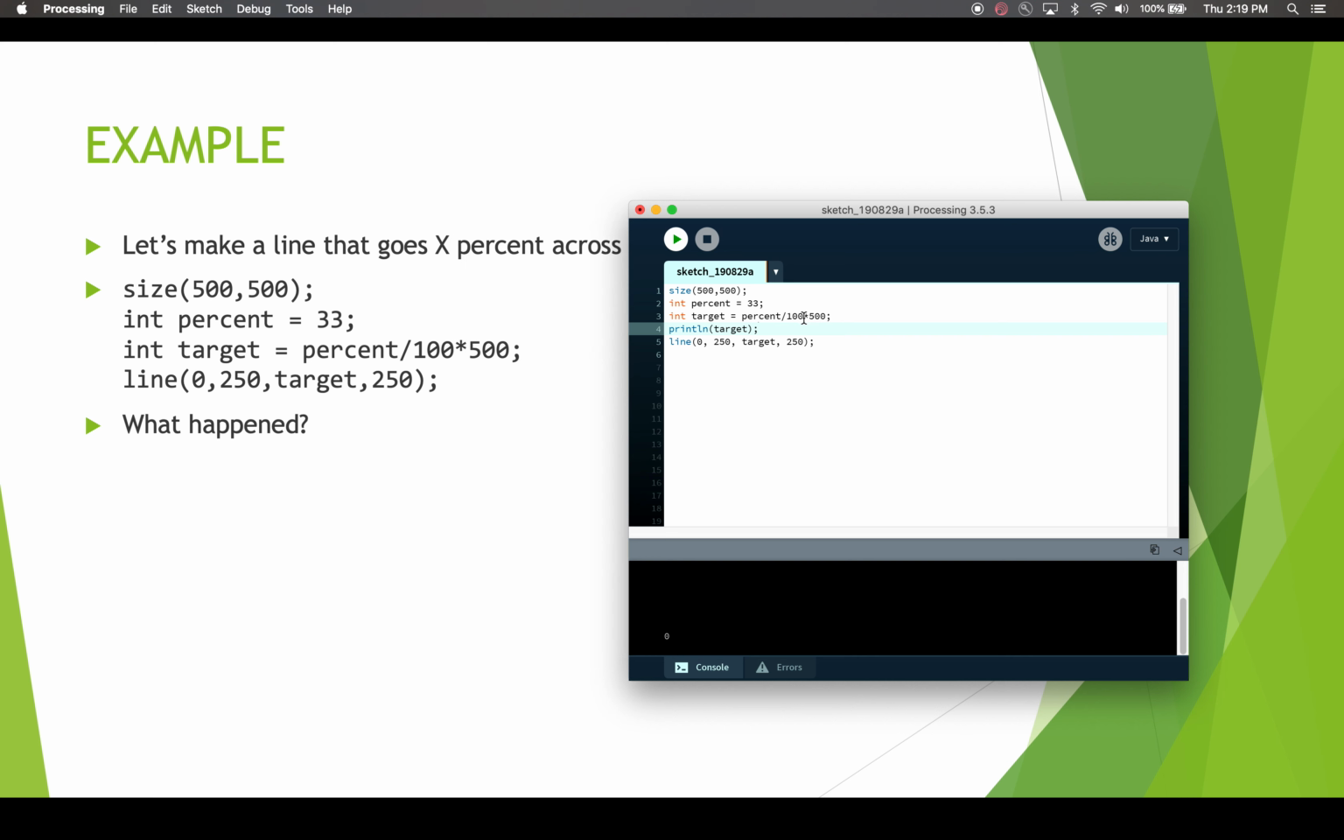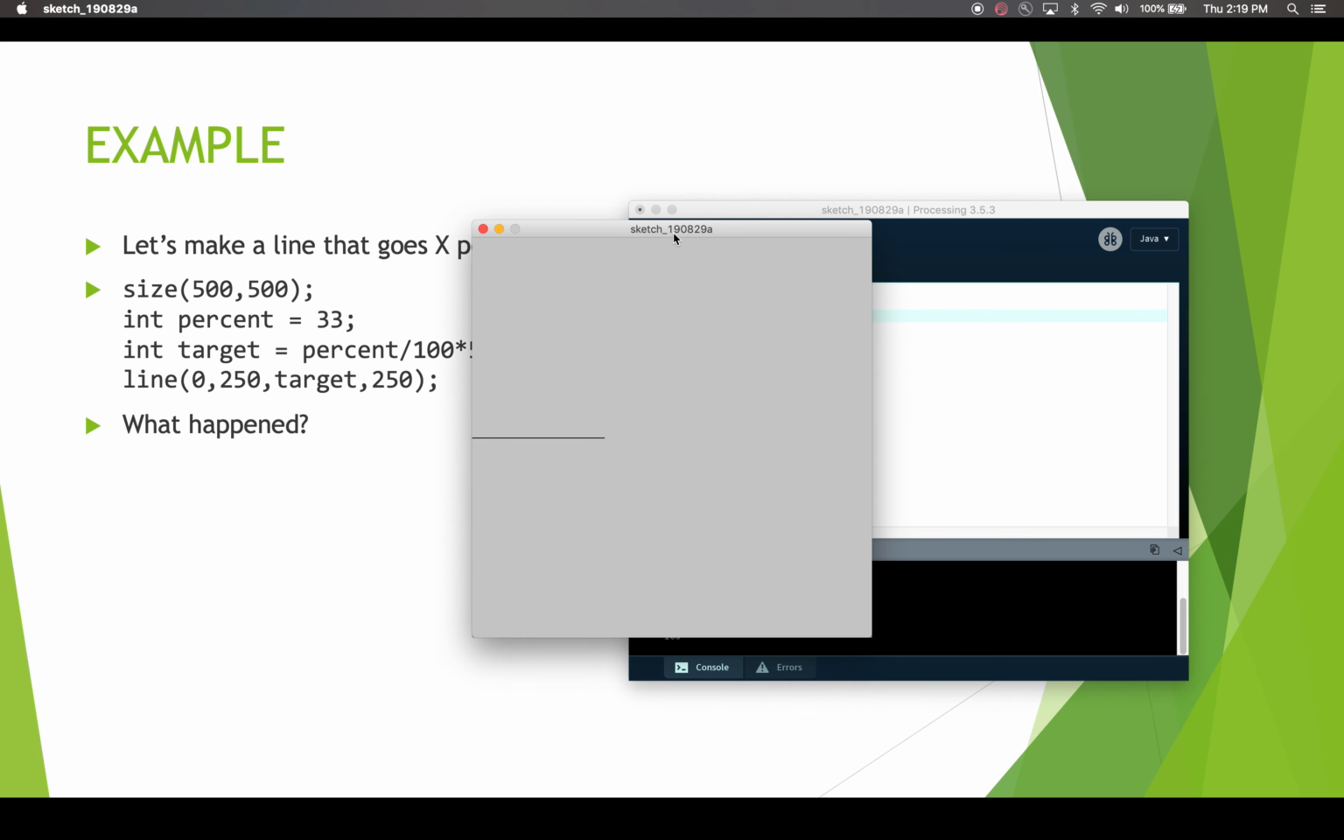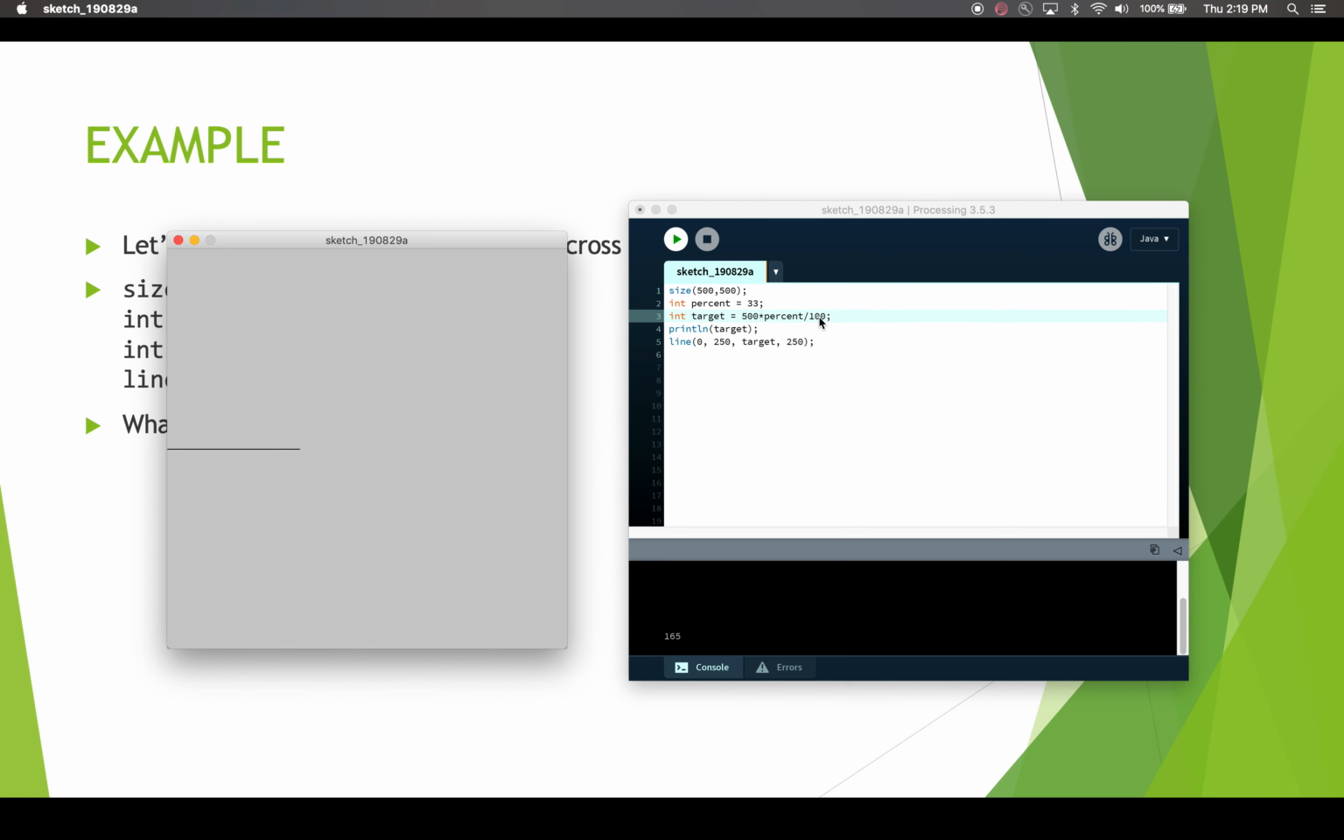Well, the easiest way to fix this problem is to just change the order in which we do things. Let's take the 500 and put it at the front, and say 500 times percent. This will multiply 500 times 33, which gives us a really big number, and then divide that whole thing by 100. So let's run this. And there we go. There's our line, and target was 165. This calculation worked because we calculated the bigger number first and then divided by the smaller number. There's a couple of different ways we can do this in terms of how you write it, but this will work.